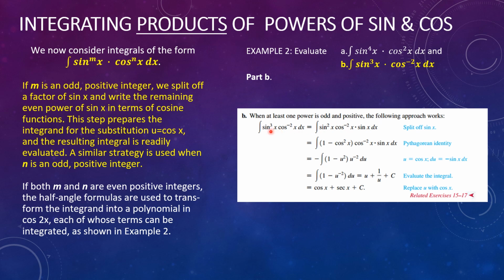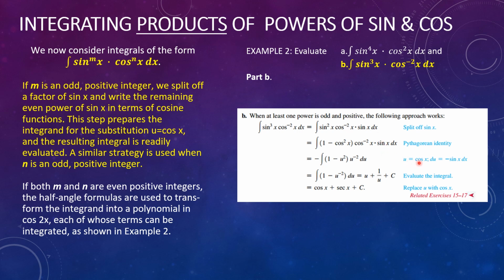So if we take out one of these sines, we get sine squared x times sine x times cosine to the negative 2 of x. Okay? We're then going to rewrite the sine squared in terms of cosine squared, using the Pythagorean identity again. So we get 1 minus cosine squared x times cosine to the negative 2 power of x times sine x dx.